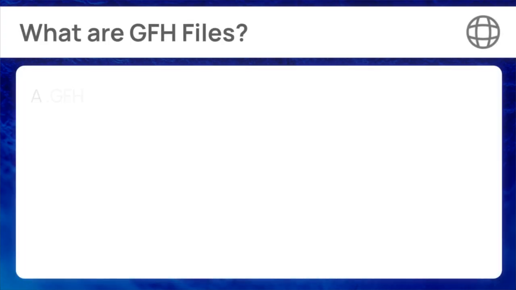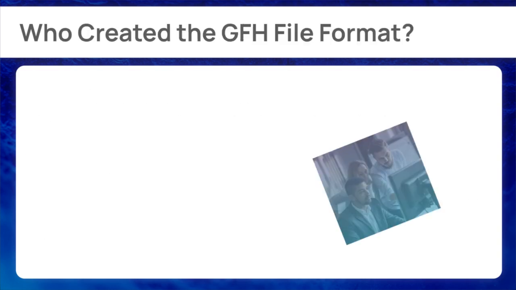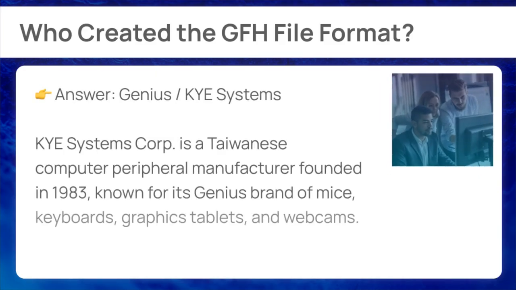A GFH file stores user-configured settings for Genius G Pen series graphics tablets, such as the F610 model. This file saves personalized preferences like pen pressure sensitivity, button assignments, and macro keys, allowing users to back up their custom workspace setup or transfer it to another computer.